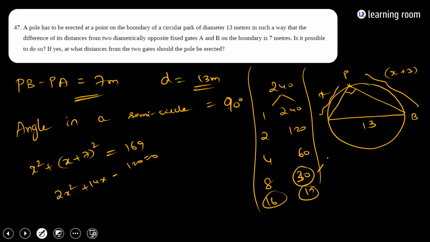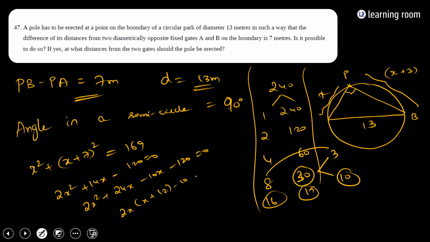So what I can do here is 3 and 10. So 8 into 3, 24 into 10. So that will give you the answer. If nothing strikes, go with the quadratic equation formula. So 24x minus 10x minus 120 is equal to 0. So 2x into x plus 12 minus 10 into x plus 12 is equal to 0. So you will get x is equal to 5 or minus 12. Minus 12 is rejected.